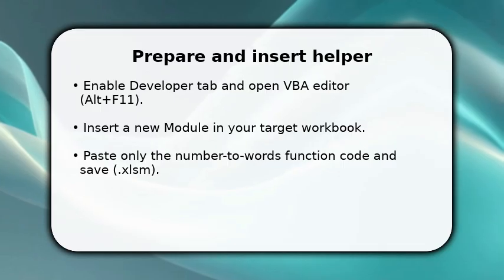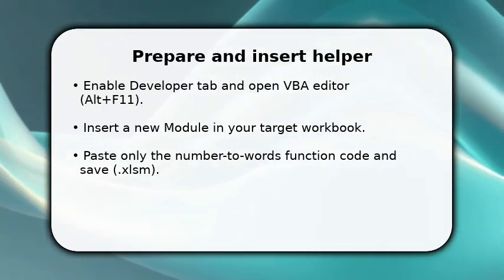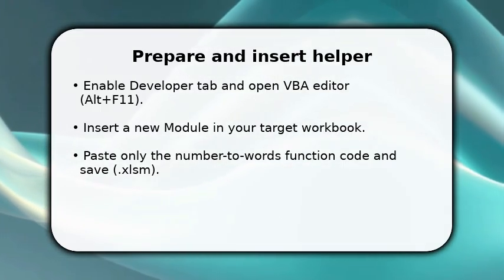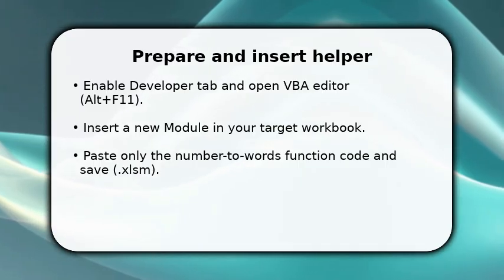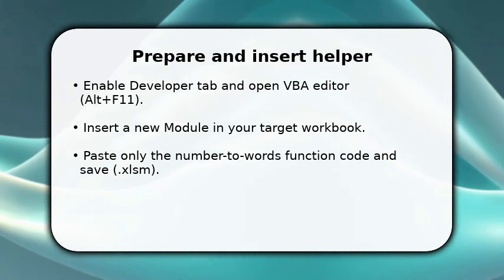Save the file as a macro-enabled workbook, XLSM, so the function persists. Make sure macros are enabled in Trust Center. Otherwise, Excel won't run the code, and your function will return an error or hash name.